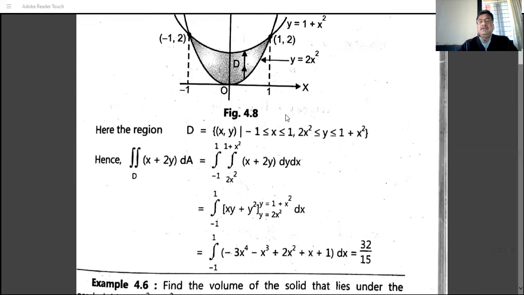In order to integrate with respect to x, first take a strip parallel to the x axis, like this. One end of this strip touches one curve, and the other end touches the same curve. So from this we find two values of x. X square is y by 2, and therefore x is plus minus root y by 2. So the lower limit is minus root y by 2, and the upper limit is plus root y by 2. These are the limits of x and the limits of y.